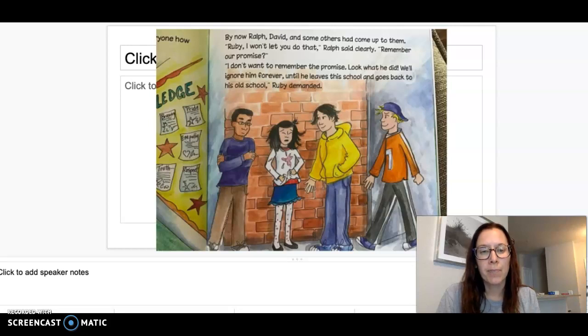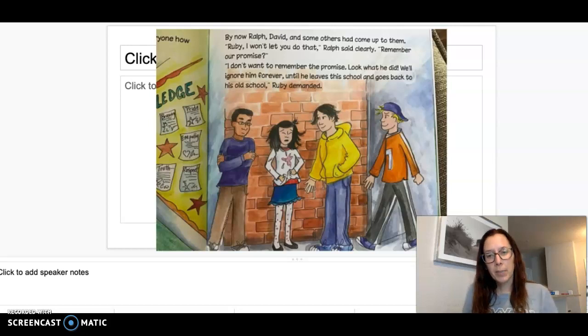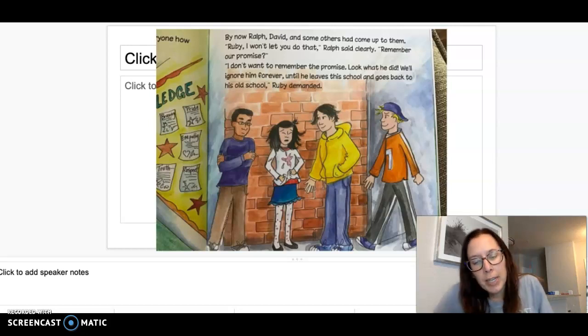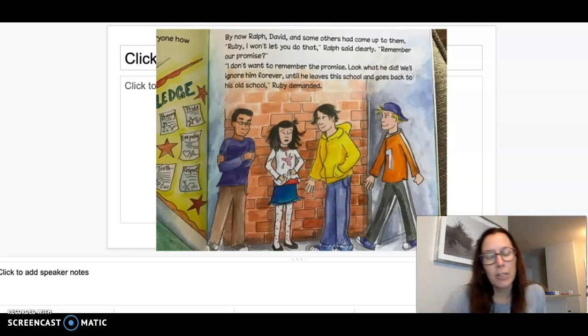Now, we know that Ruby is upset, but just because something happens doesn't mean that you can be very, very mean to that person.